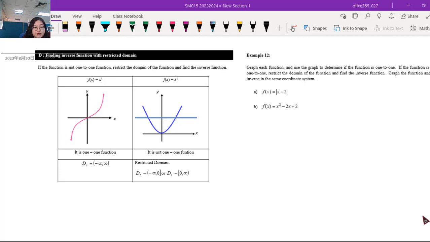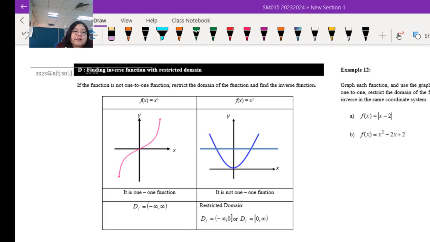In this video, I am going to show finding the inverse with a restricted domain. Why do we need to restrict the domain? When the original function is not a one-to-one function, we have to restrict it. For example, looking at the two diagrams shown here, the left-hand side is a cubic function. Originally, it is a one-to-one function, so we do not need to restrict the domain.